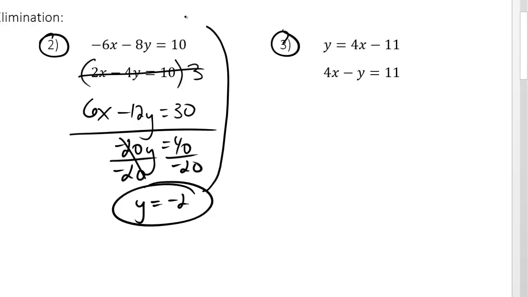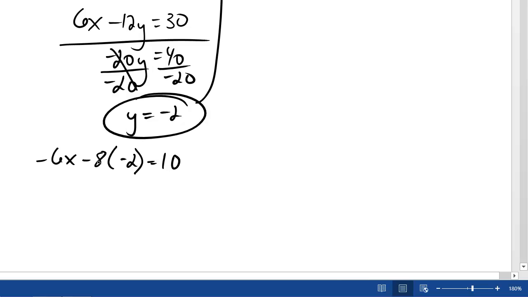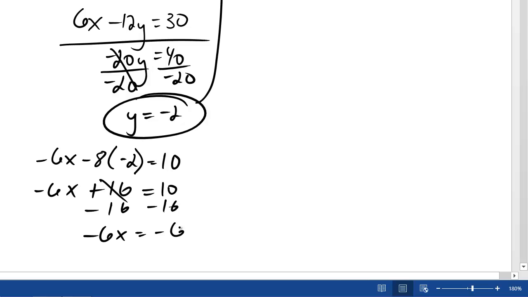So we're going to plug this back into our equation. So we'll get negative 6x minus 8 times y, which is negative 2, equals 10. Negative 8 times negative 2 is 16. So we'll have negative 6x plus 16 equals 10. Now to solve for x, we need to subtract 16 from both sides first. So we'll get negative 6x equals negative 6, because 10 minus 16 is negative 6. Then divide by negative 6, and x equals 1. That's it.